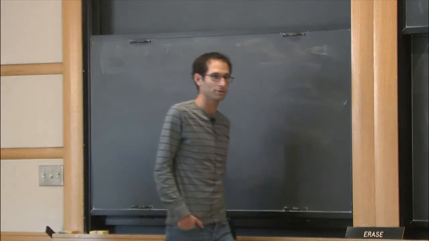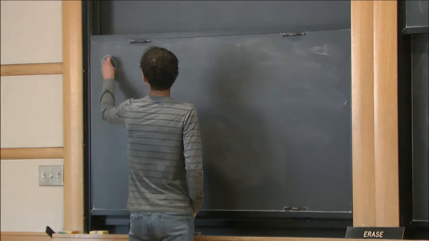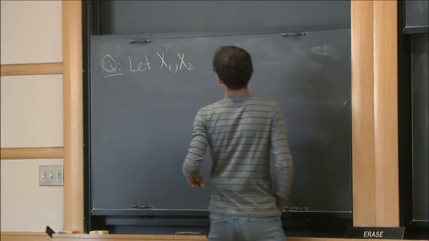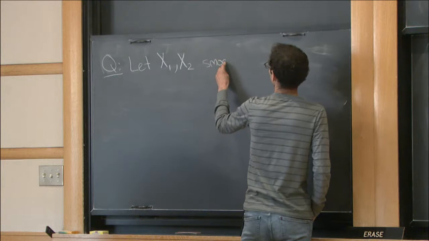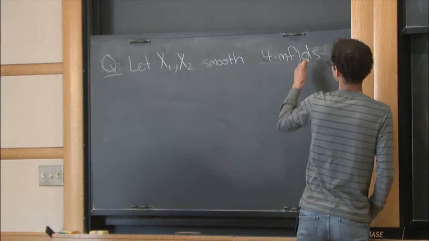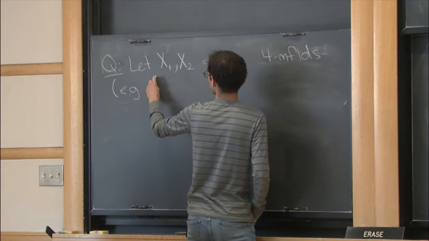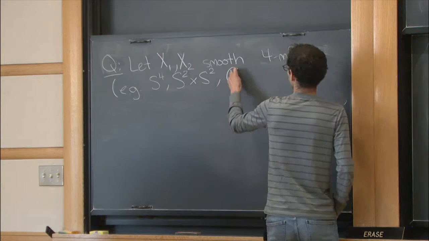So let me start with a very simple question. Let's suppose we have two topological spaces, or more specifically, let's say X1 and X2 are smooth four-manifolds. If you don't want to think about what that is abstractly, I'll give you some examples to keep in mind. You could think of the four-sphere, or a product of two spheres, or complex projective space. So we have some nice four-dimensional spaces.